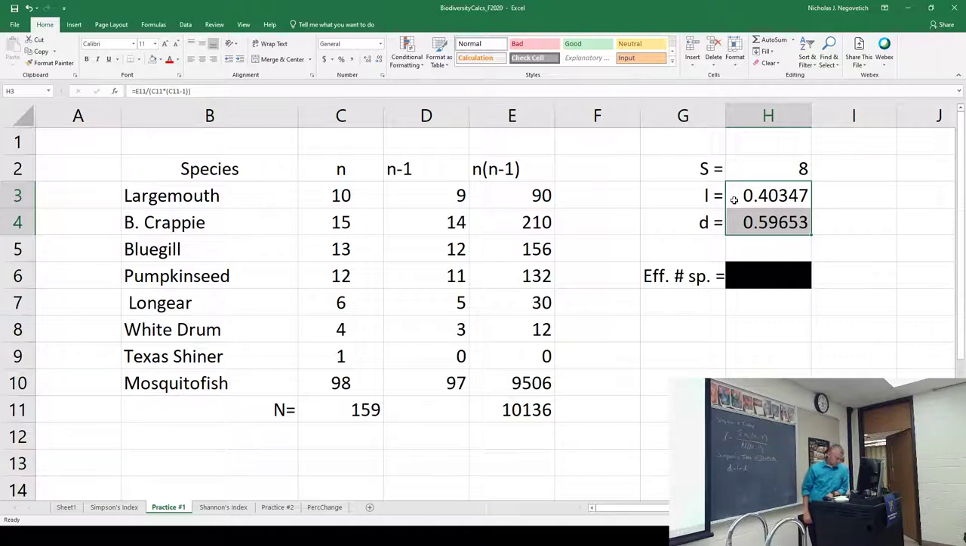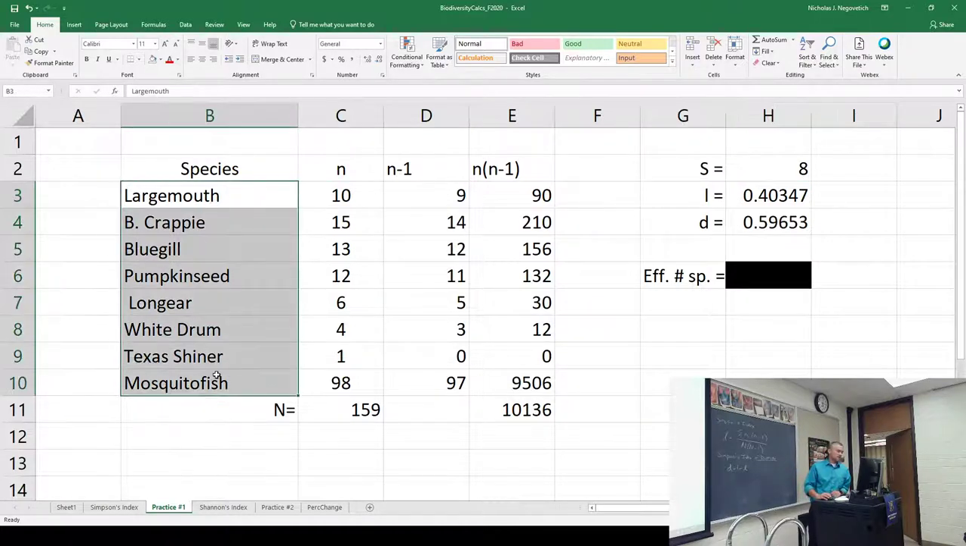All right. So for our questions, what's our species richness? Well, hopefully you have eight. Just counted these up. We have eight different species. They're all present. I don't have any zeros there. Simpson's index, 0.4. All right, would you say that that's a high degree? Let's see here. So that's Simpson's index. We use that to get Simpson's index of diversity. Would you say this has a high degree of dominance?